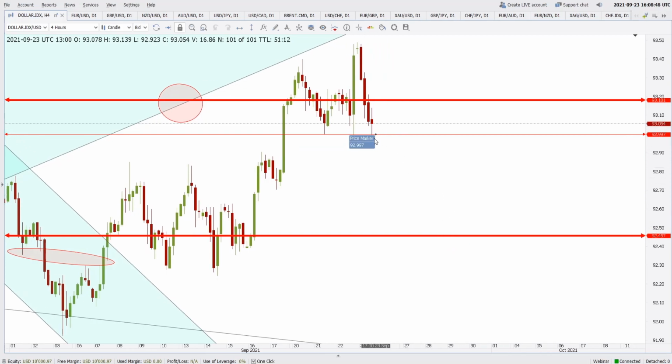So right now price is trading between 92.99 and 93.18. So 93.18 is the immediate resistance for the price. 92.99 is the immediate support. After 92.99, 92.45 will act as good support for the price.